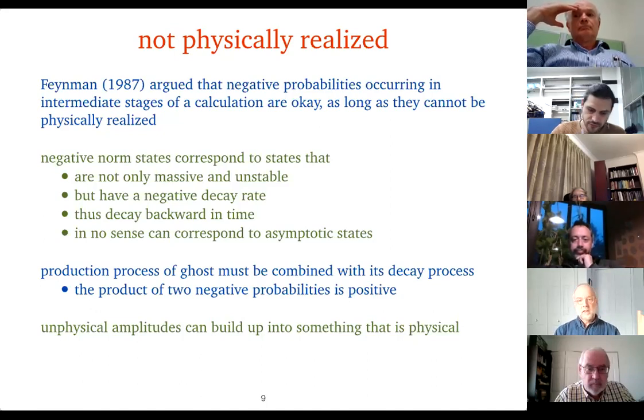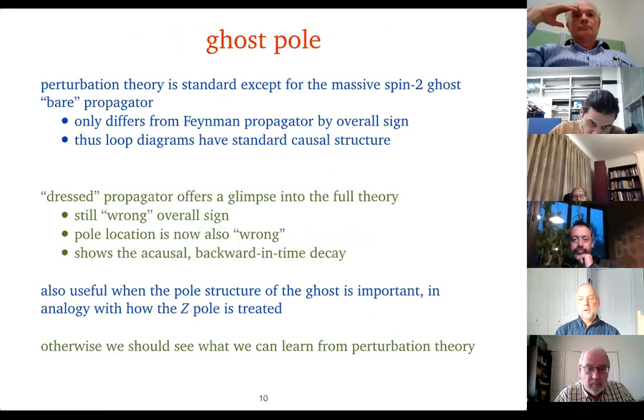So this Stelle perturbation theory is standard, except for this massive spin-2 ghost propagator. And the latter only differs from the Feynman propagator by an overall sign. So loop diagrams have standard causal structure. By that, I just mean the i epsilons are all in the right places.